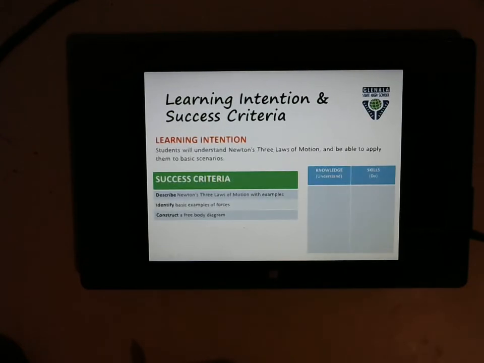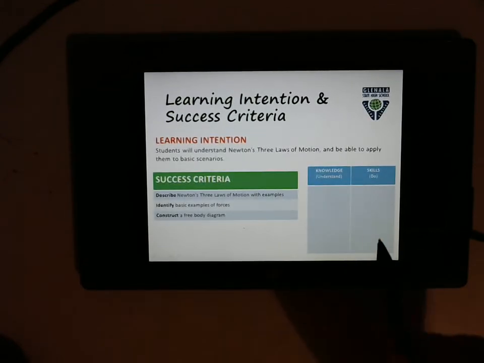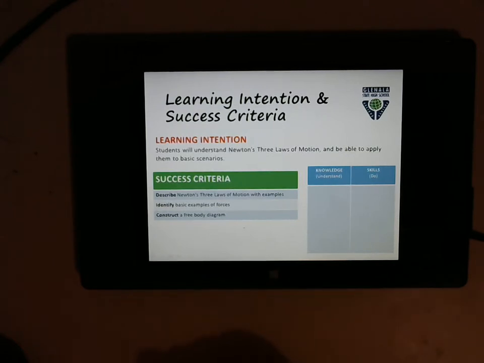Alright, here's your learning intention and success criteria. Please complete your KS table down below here. Pause the video while you complete that.